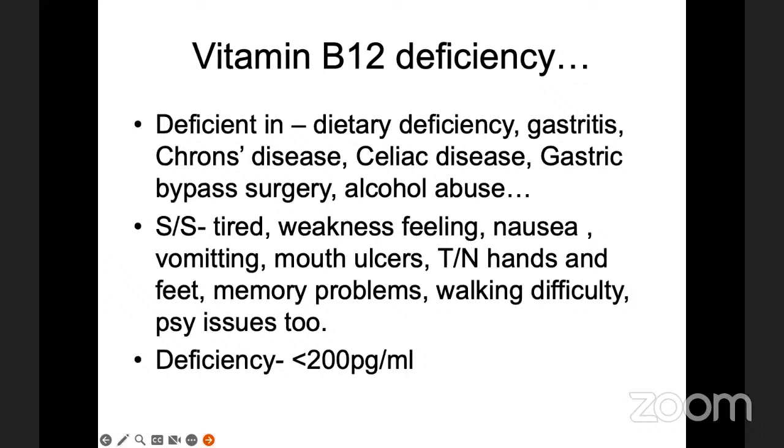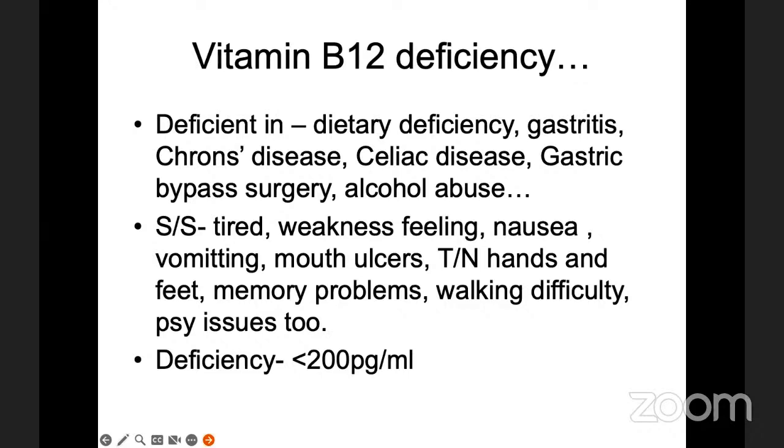I must have done a brief workup on B12. It is seen deficient in people who have dietary deficiency. That means all the vegans and vegetarian people are more prone to this.